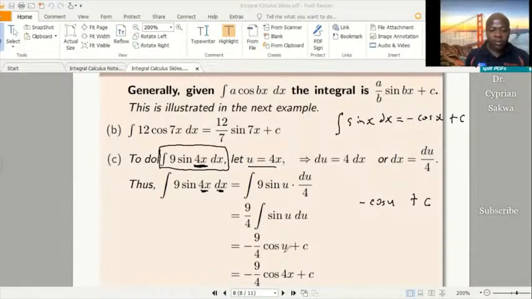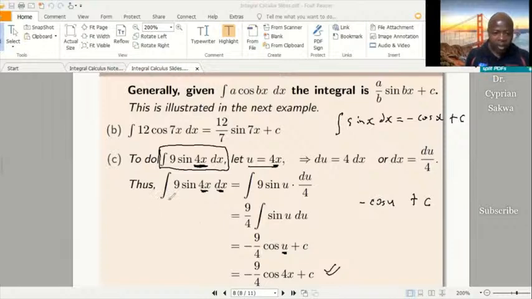We just need to substitute the u here because it was not in our original question. What was in our original question was 4x. So bring the 4x back. And what you have is a negative 9 out of 4 cos of 4x plus c. This is our final answer.